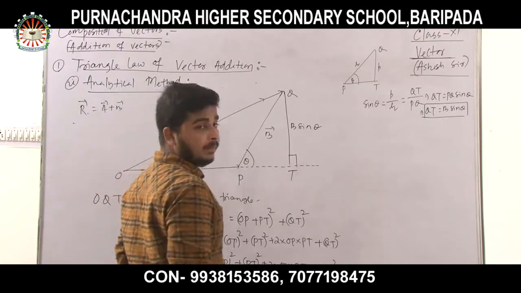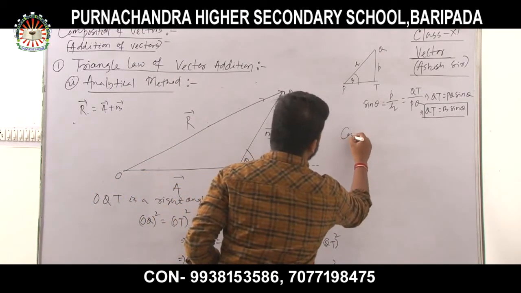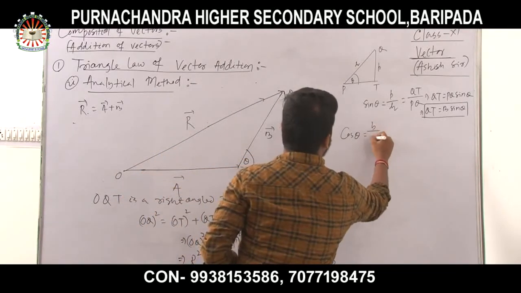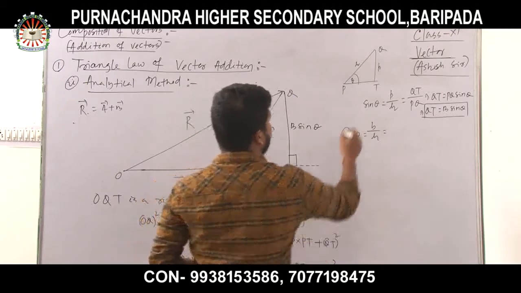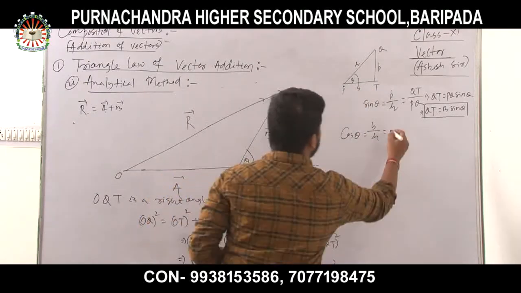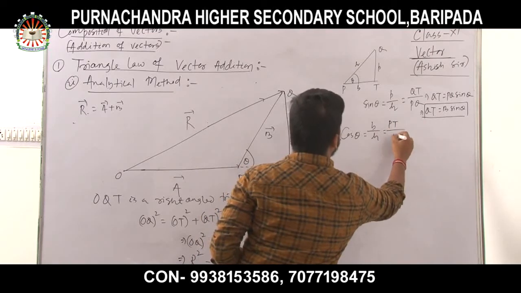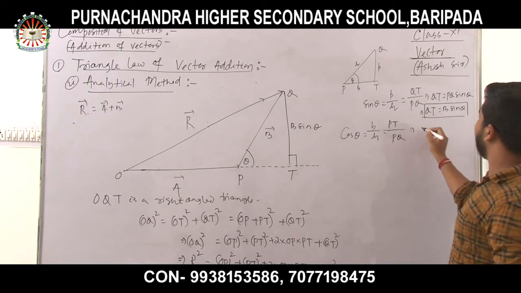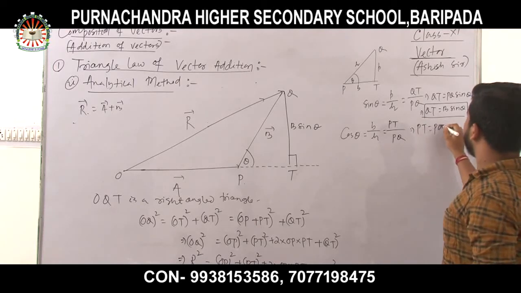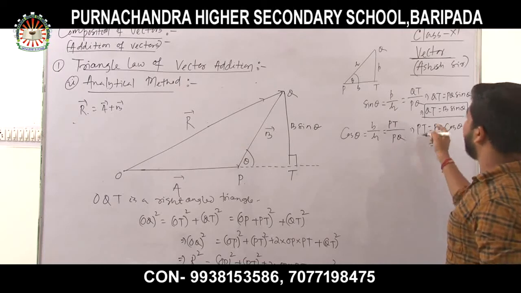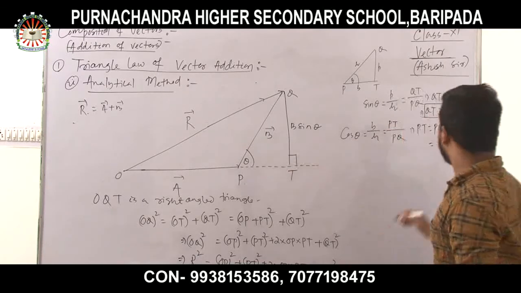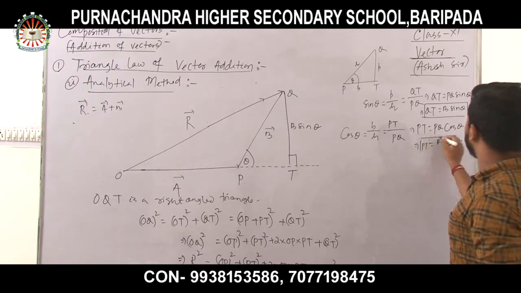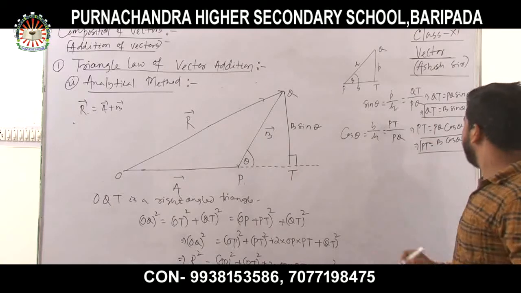What will happen if I want to find cos theta? In this triangle PQT, cos theta will be B upon H, that is, PT by PQ. So what will be the value of PT? PT is equal to PQ cos theta. The value of PQ is B, so PT will be B cos theta. The value of PT is B cos theta.